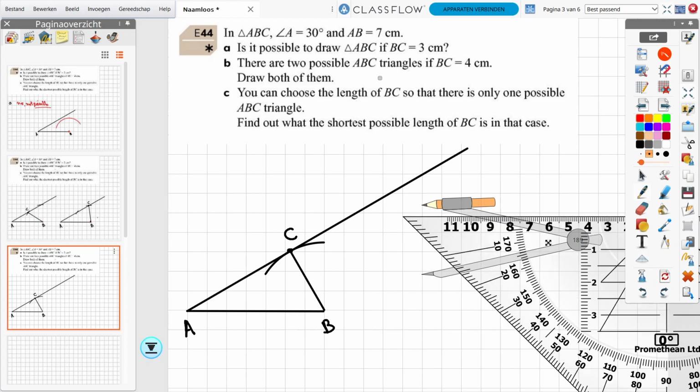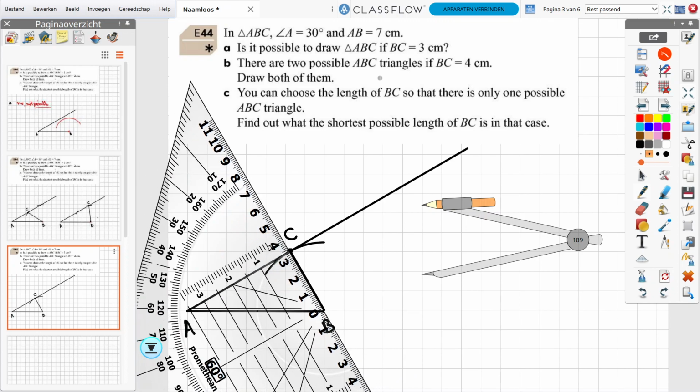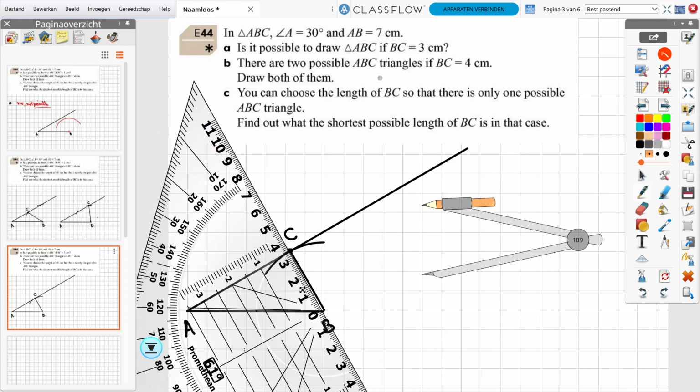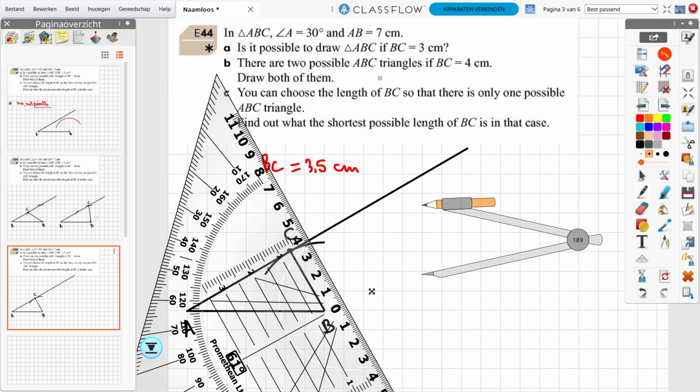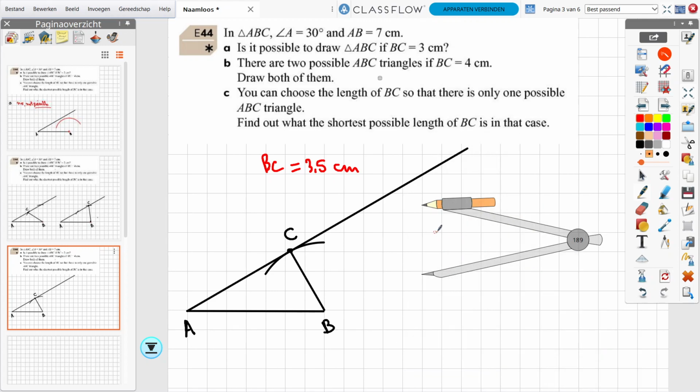So what we still should do is now take out my pair of compasses and measure this, and I find that it's approximately, a bit more accurate like this, in that case BC will be, I think, around 3.5 centimeter. I think that's what the answer book will give as well. Maybe it will give 3.4 or 3.6, but I think 3.5 is what they want. And that's the shortest possible length that you can actually find.